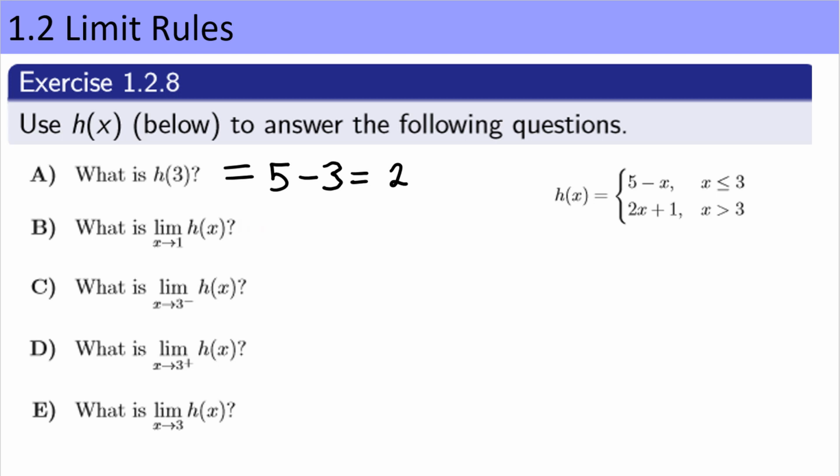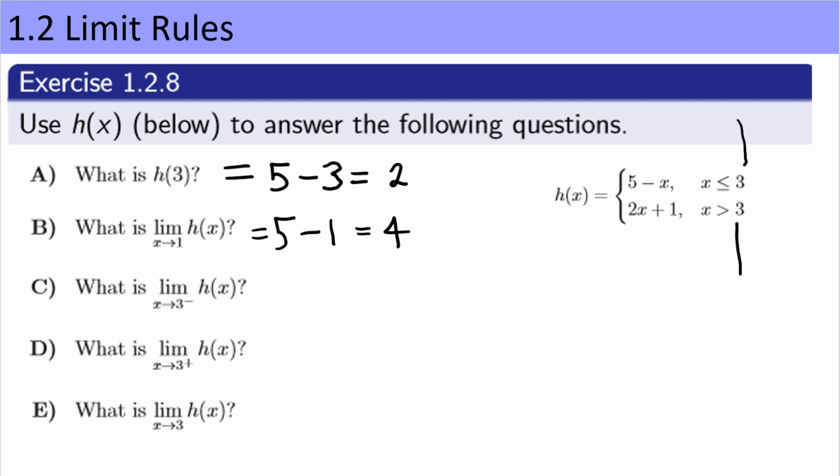What is the limit as x approaches 1? Let's keep in mind that unless we are looking specifically at the cutoff points, and those are the 3, everything else doesn't require much special work. So as x approaches 1, well, 1 is less than 3, so we use the first piece and then just plug it in. So this limit will be 5 minus 1, or 4.